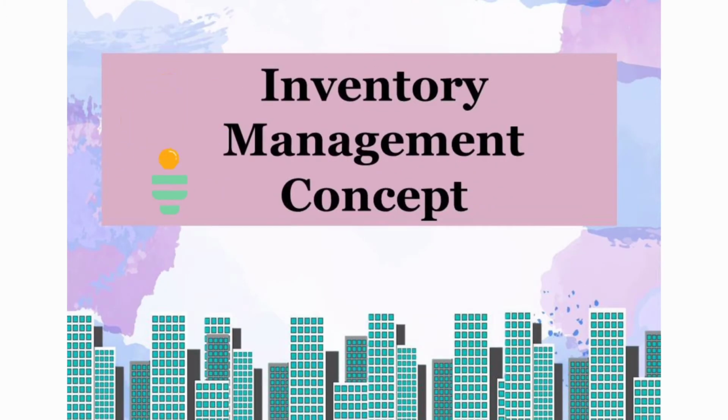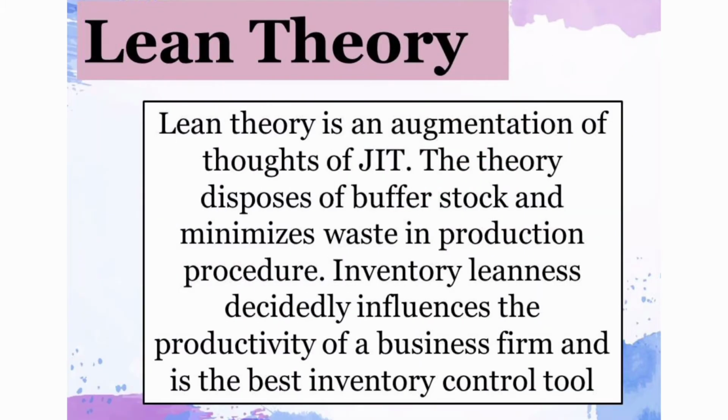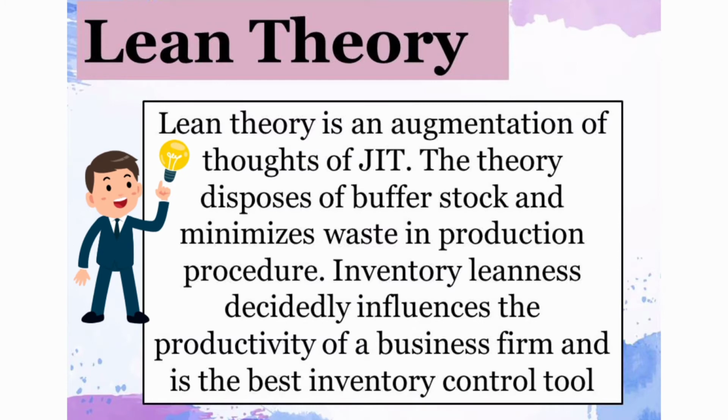In this section, I would like to explain the inventory management concept. The inventory management concept is divided into two theories. The first theory is lean theory. The second theory is theory of constraint. Lean theory is an augmentation of the JIT. The theory disposes of buffer stock and minimizes waste in the production procedure. Inventory leanness decidedly influences the productivity of business firms and is the best inventory control tool. The theory expounds on how manufacturers' adaptability in their requesting choice diminishes the suppliers of stock, aimed at eliminating costs associated with the transportation of inventory.